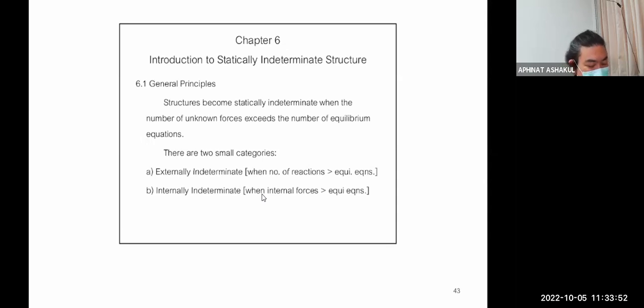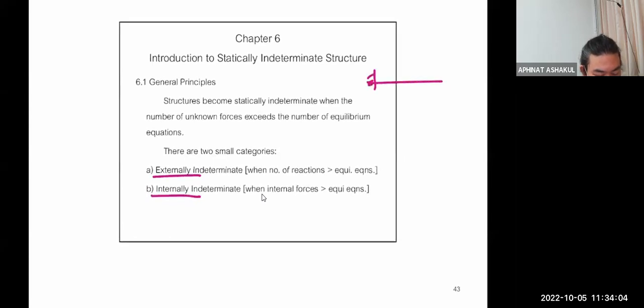This is not difficult to understand. Externally indeterminate and internally indeterminate. I have already shown you both. So for a typical structure like this, you have the extra reaction. This is externally indeterminate because your reactions are external forces. So when you have unknown reactions, you have the externally indeterminate structure.